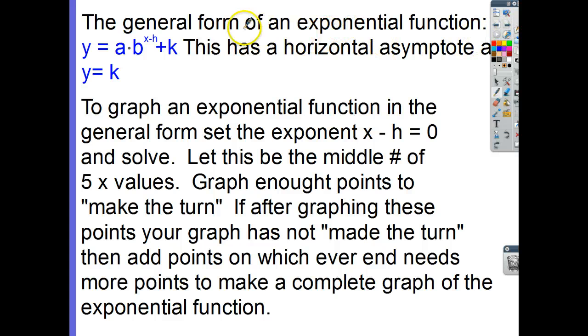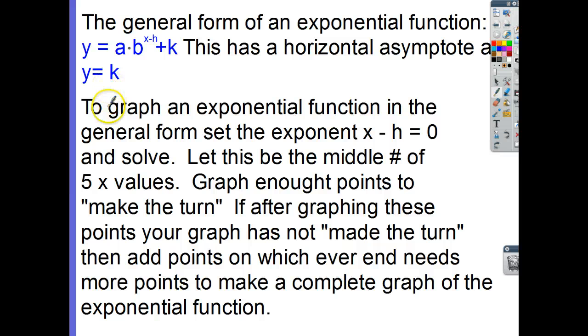Alright, in general, the form of exponential functions is y equals a times b to the x minus h and then plus k. Now we've seen this minus h and plus k before in quadratic functions, and so they're going to have basically the same function here as they did in quadratics. But this function here has a horizontal asymptote, and that's the word at there. You can't see it because it's behind there, at y equals k. So that's where this is going to have an asymptote.